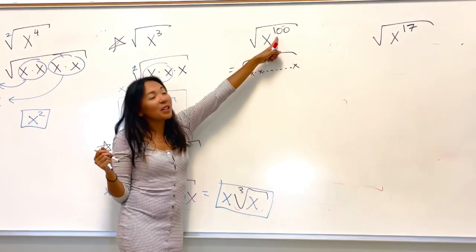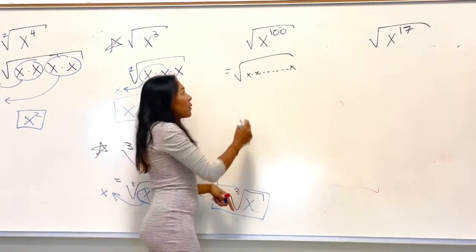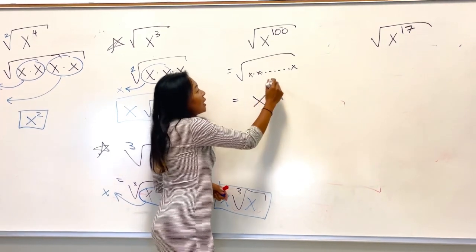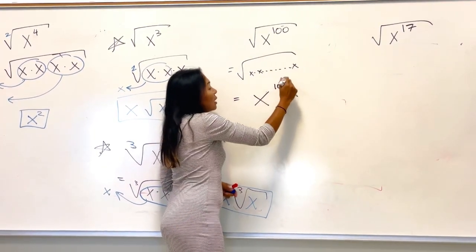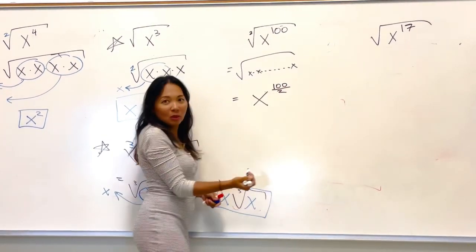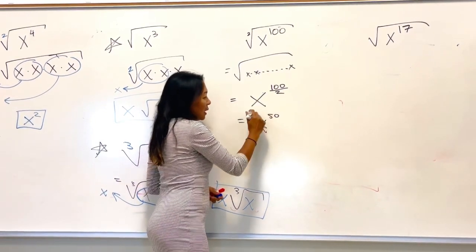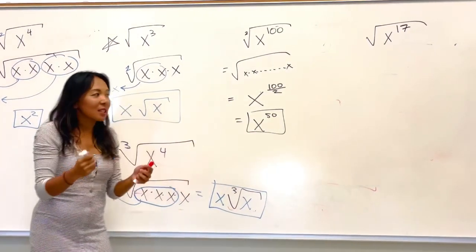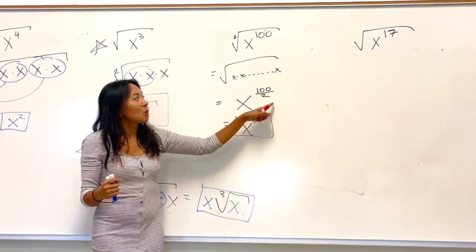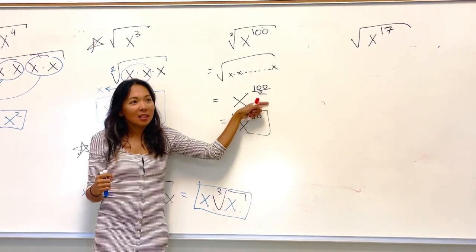50. If there's 100 total, how many pairs are there? 50. So one way of thinking about it is doing this. You write it out as x, and you take the 100. Here's the index of 2. You divide it by 2, and therefore you get x to what power? 50. So this, my friends, leads you to a rule or a relationship between radicals and exponents.